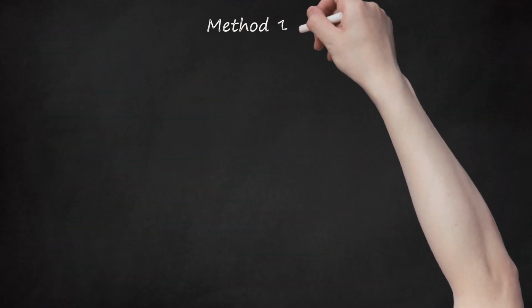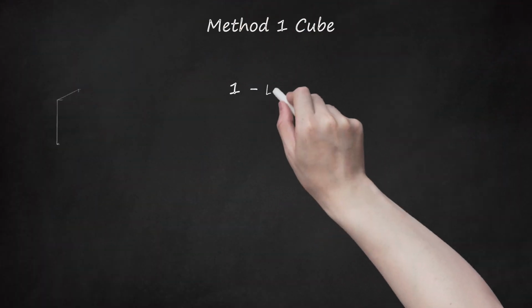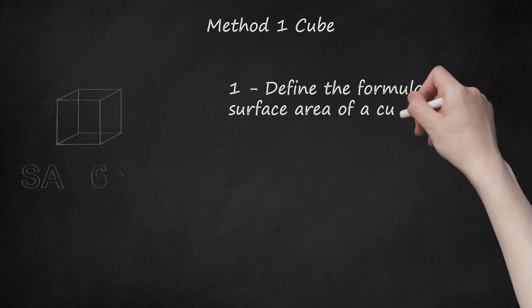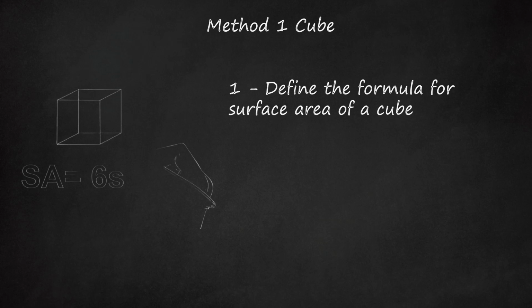Method 1: Cube. 1. Define the formula for surface area of a cube. A cube has 6 identical square sides. Because both the length and width of a square are equal, the area of a square is A², where A is the length of a side.